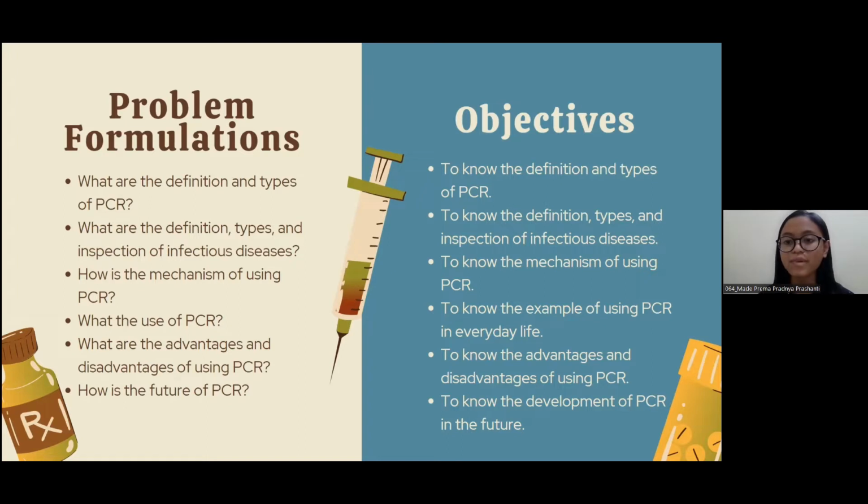Next, I will present the objectives of our paper. It is to know the definition and types of PCR, to know the definition, types, and inspection of infectious diseases, to know the mechanism of using PCR, to know examples of using PCR in everyday life, then to know the advantages and disadvantages of using PCR, and the last is to know the development of PCR in the future. Next slide.